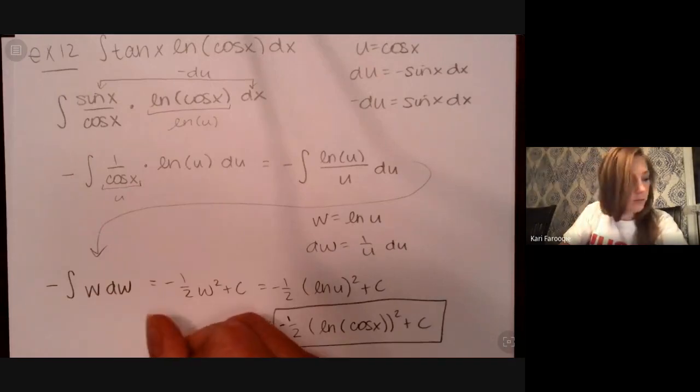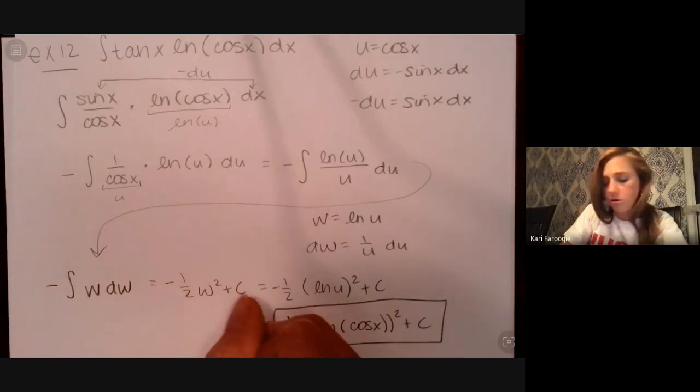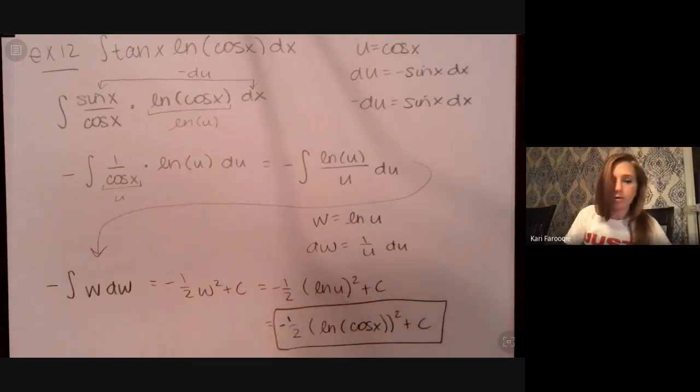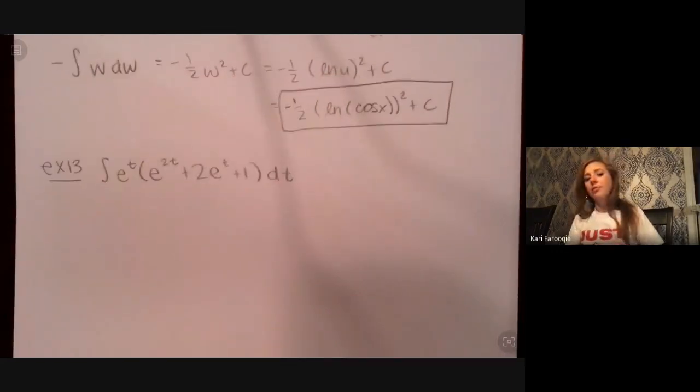e to the t times e to the 2t plus 2 e to the t plus 1 dt. Be right back. Oh, it'd be helpful if you could see it, right? Be right back.